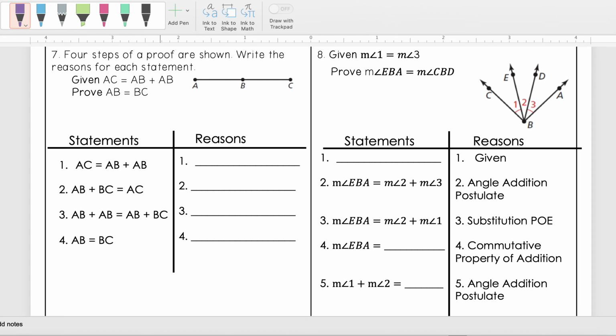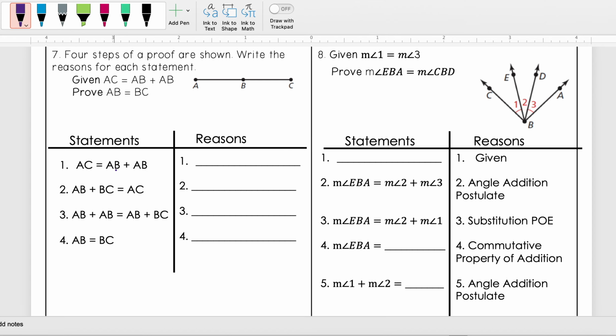So looking at this first step, I have that AC is equal to AB plus AB. Well, your first one is always going to be given. So your first reason always is going to be given. It's the information that's given to us, and we see that right here.